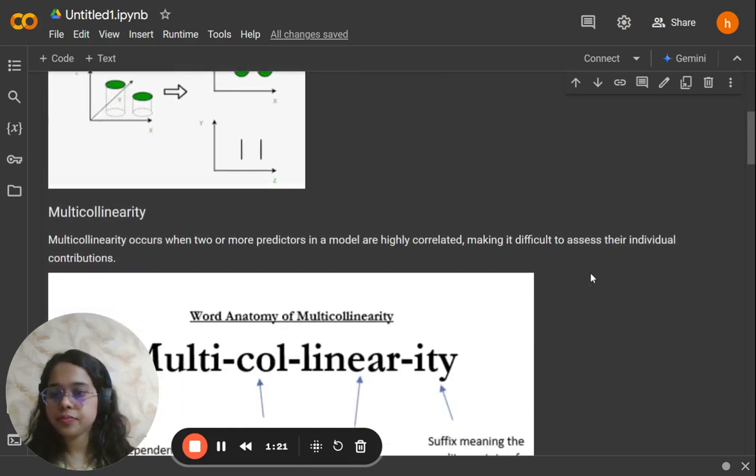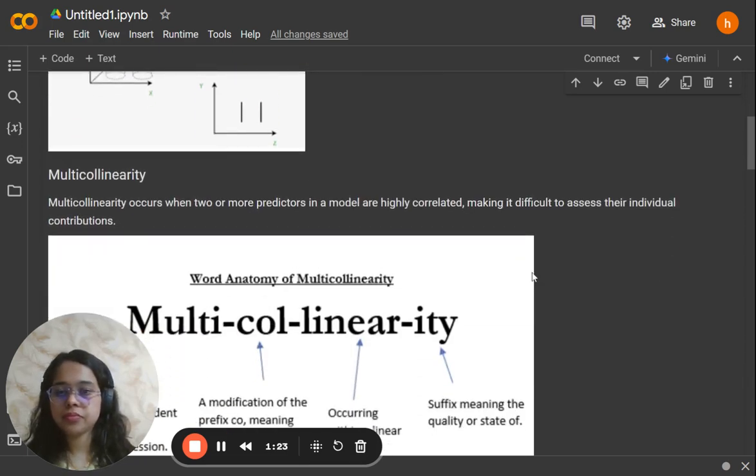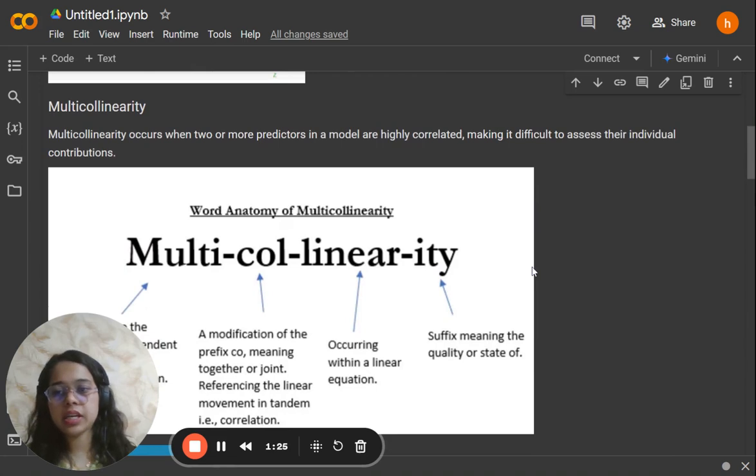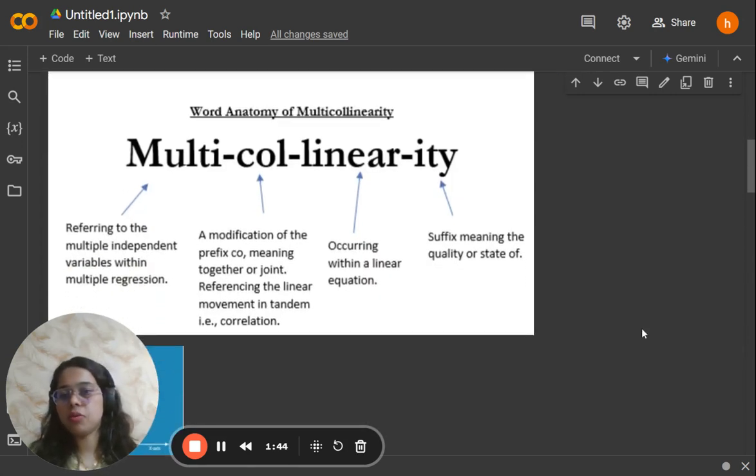This is our multicollinearity. It occurs when two or more predictors in a model are highly correlated. This can cause problems in a regression model, and it is hard to determine which predictor influences the target variable. This is the word etymology of multicollinearity, where multi refers to the multiple independent variables within multiple regression.